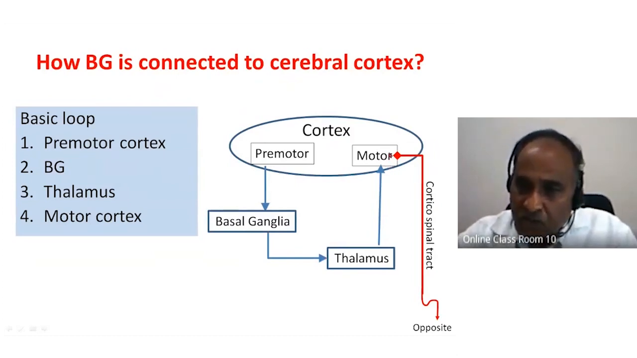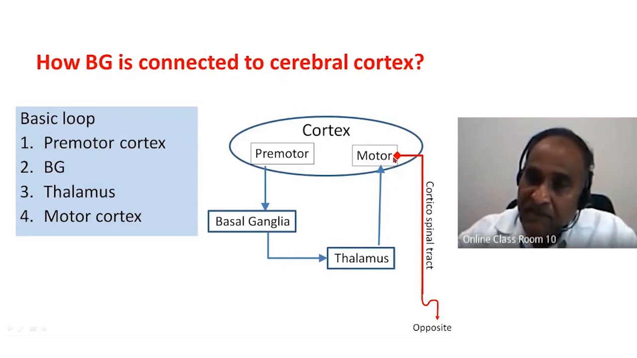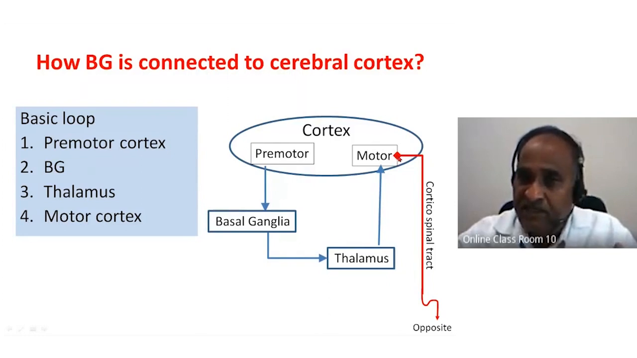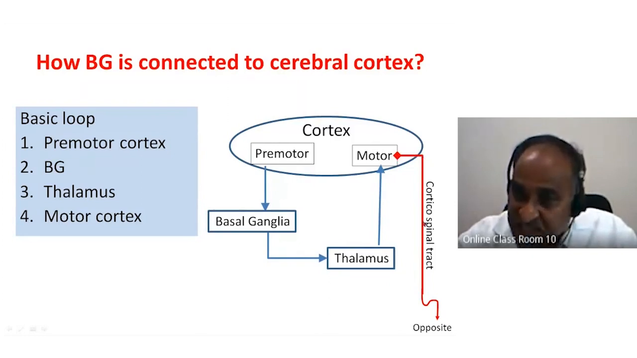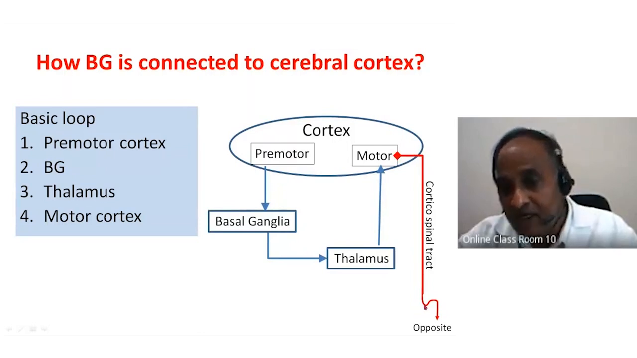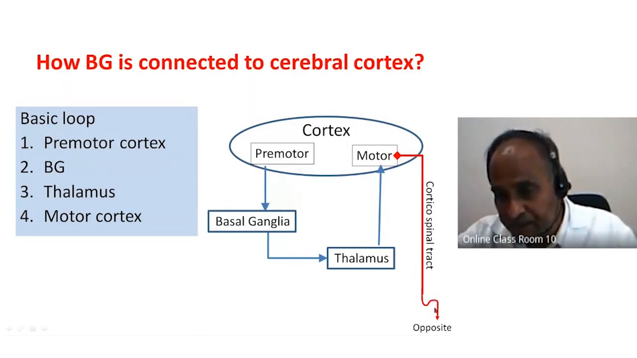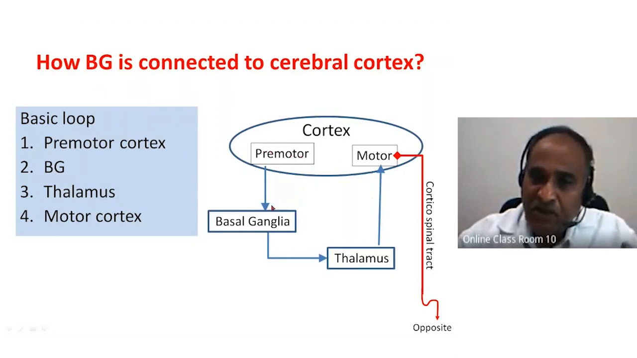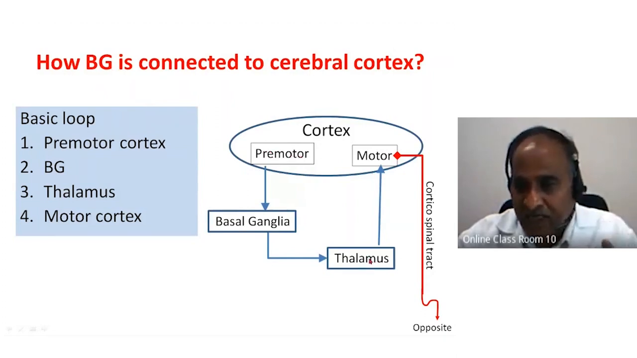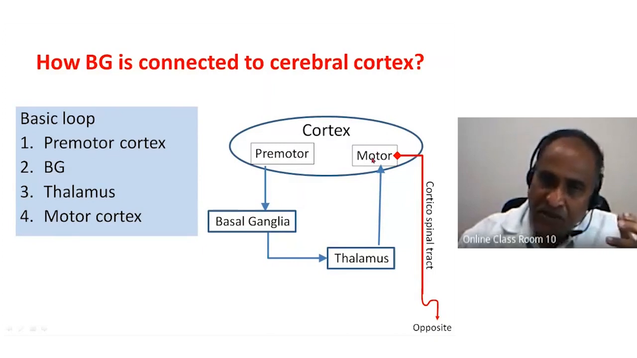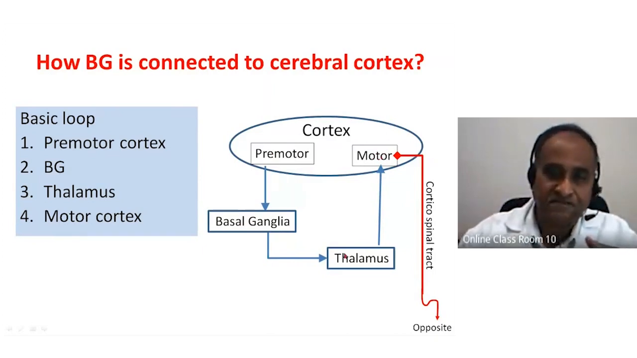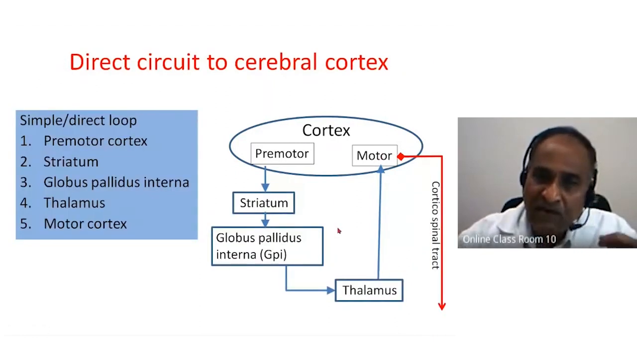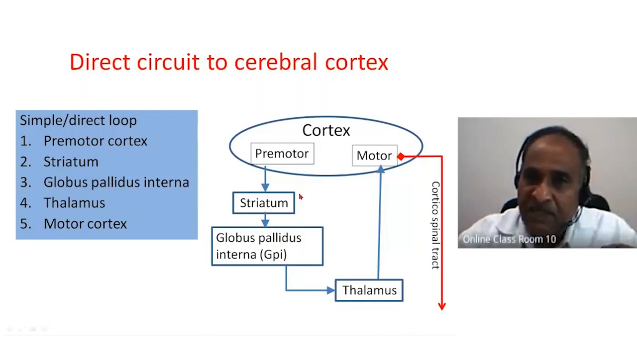Okay, now the motor cortex, this is where the pyramidal tracts originate. This is the pyramidal tract. That would descend down and cross to the opposite side by making a pyramid that forms the corticospinal tract. So now this is the very brief plan of the basal ganglia circuitry. The premotor cortex, the basal ganglia, then the thalamus, then the motor cortex, and subsequently the corticospinal tract.